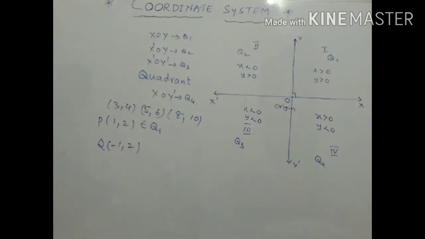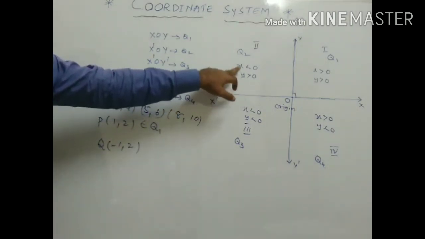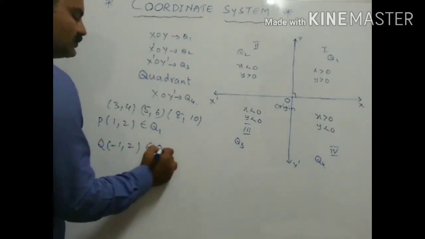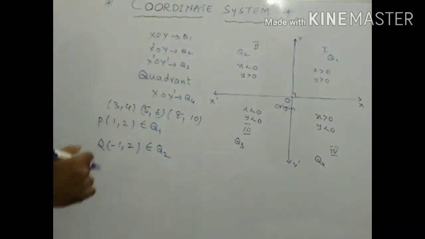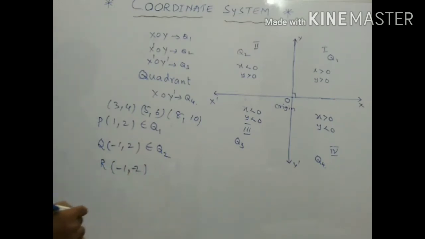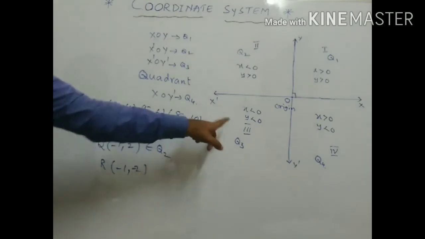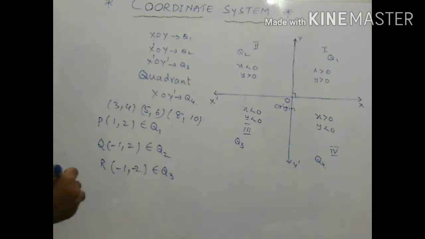Now suppose Q is a point which is (-1, 2). Look at me now. The x coordinate is negative and the y coordinate is positive. So where is it possible? I think this is the case. X is negative and y is positive. Hence Q belongs to quadrant 2. So this point lies somewhere here in this quadrant. Right. Now suppose R is the point (-1, -2). So both are negative. The x coordinate is negative, the y coordinate is negative. So this is the criterion for the point to lie in the third quadrant. Hence R belongs to quadrant 3. Fine.